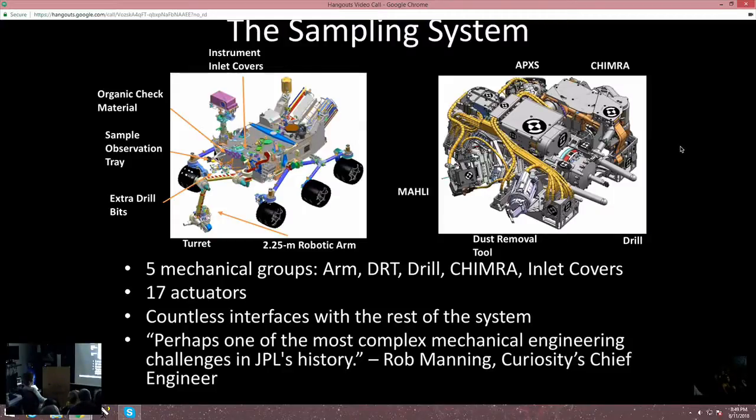So this whole thing is incredibly complicated. There's 17 actuators involved, these 5 different groups of mechanisms, and the chief engineer of Curiosity during development said that he thought that this was perhaps one of the most complicated mechanical engineering challenges in all of JPL's history. So it was challenging for the team to build, and as we'll get into, it's been challenging for us to operate as well, but has also provided us with some of these amazing results.